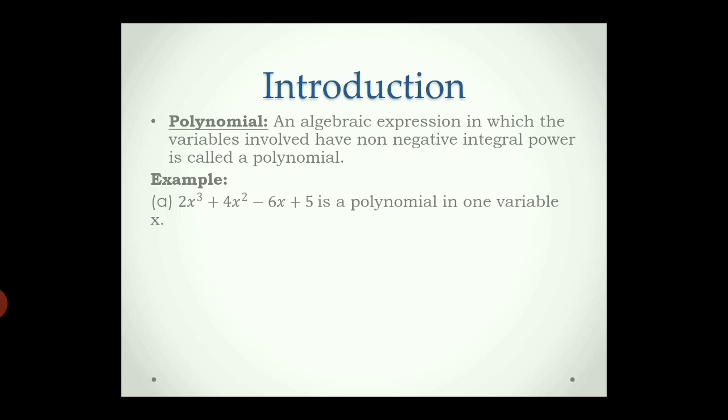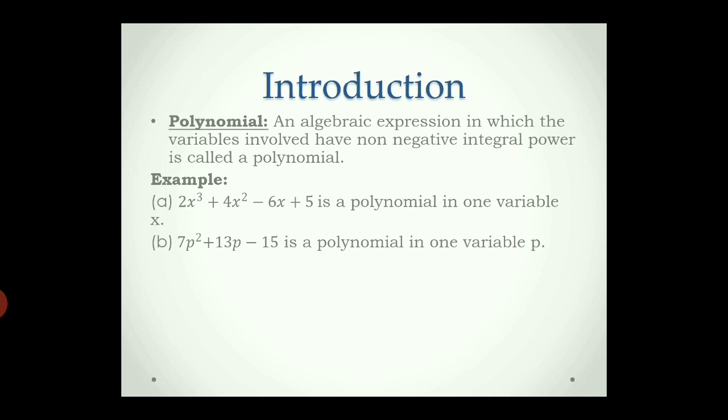For example, 2x cubed plus 4x square minus 6x plus 5 is a polynomial in one variable x, as the terms of the algebraic expression do not involve any negative power. Also, all the variables have integral power. Therefore, it is a polynomial.